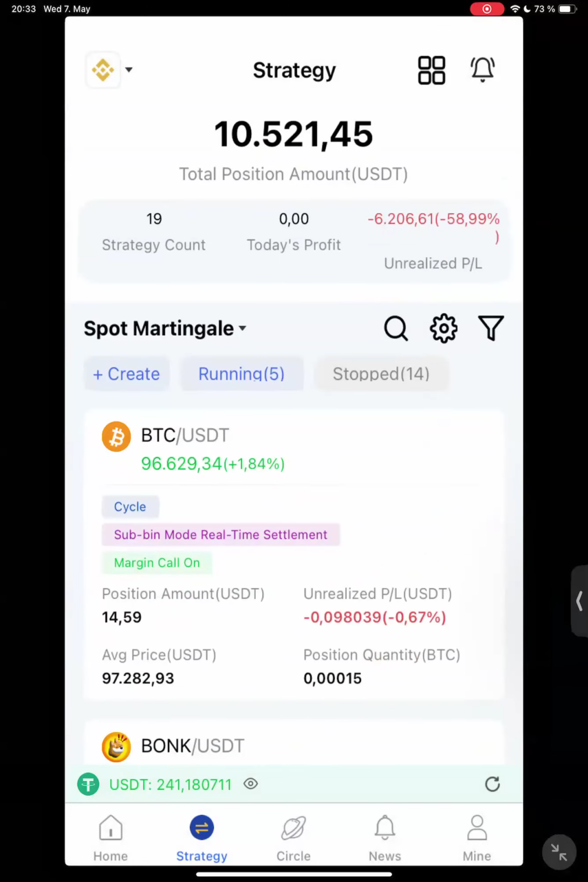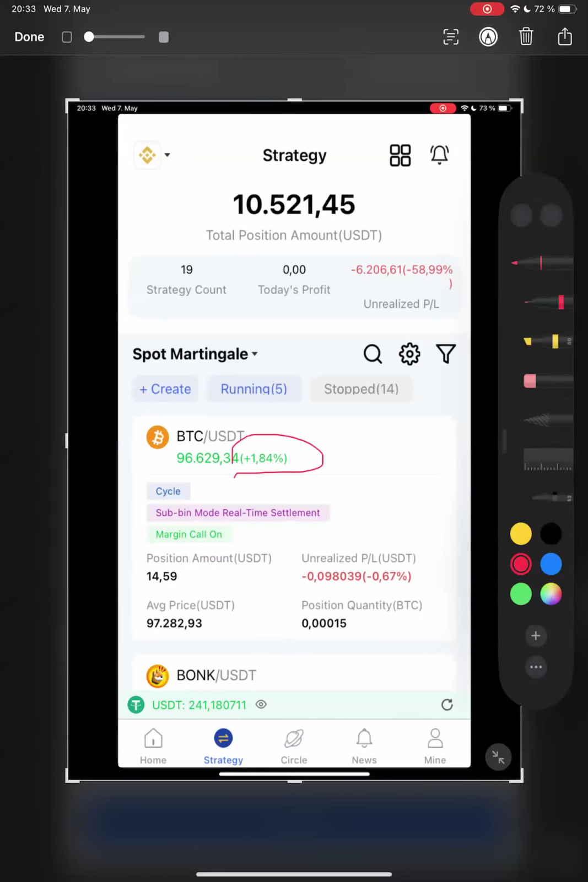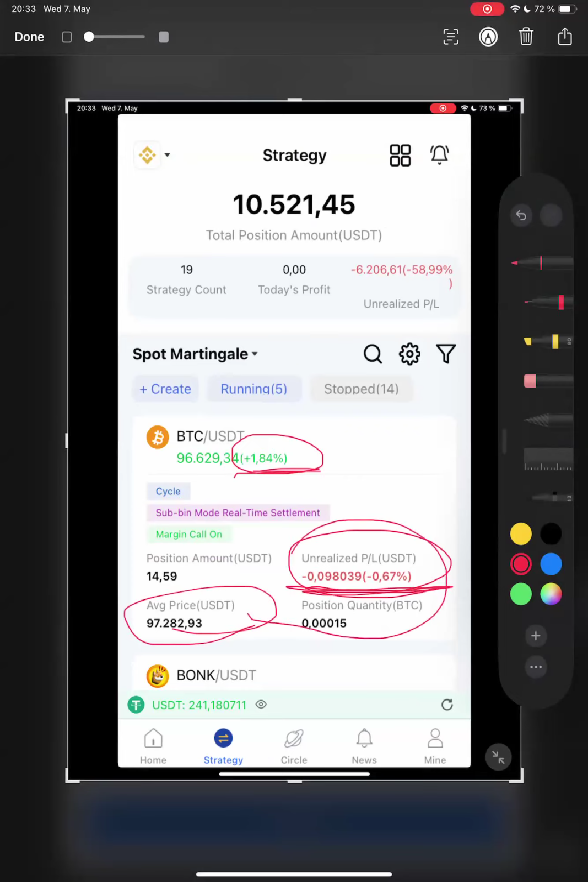Now, someone would be thinking, because XRP is plus 1.84, my unrealized P&L should also be the same. No, there are two different rates. Why? Because of the average price. So this average price affects this. And this return rate you see is based on the movement of BTC at the moment. If BTC drops to 95,000, you are going to see that this will no longer be positive. It's going to be negative.